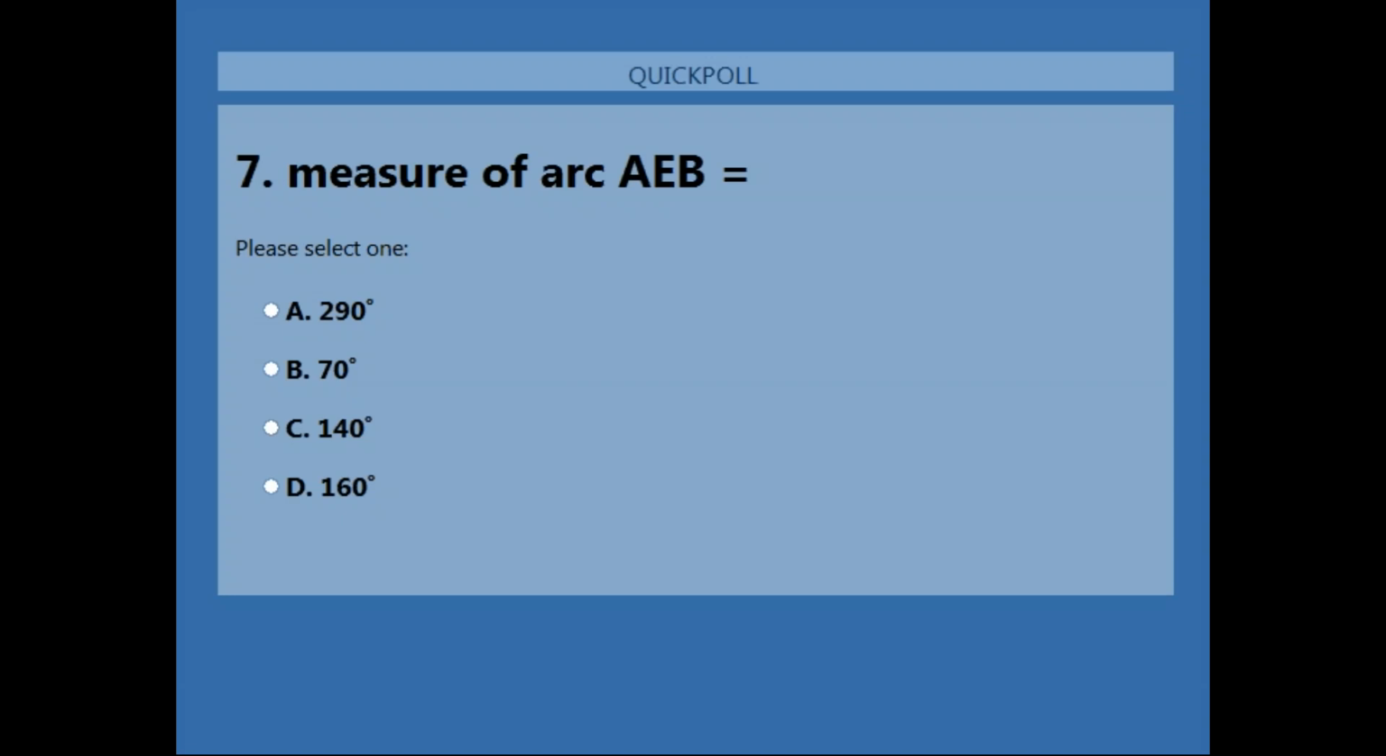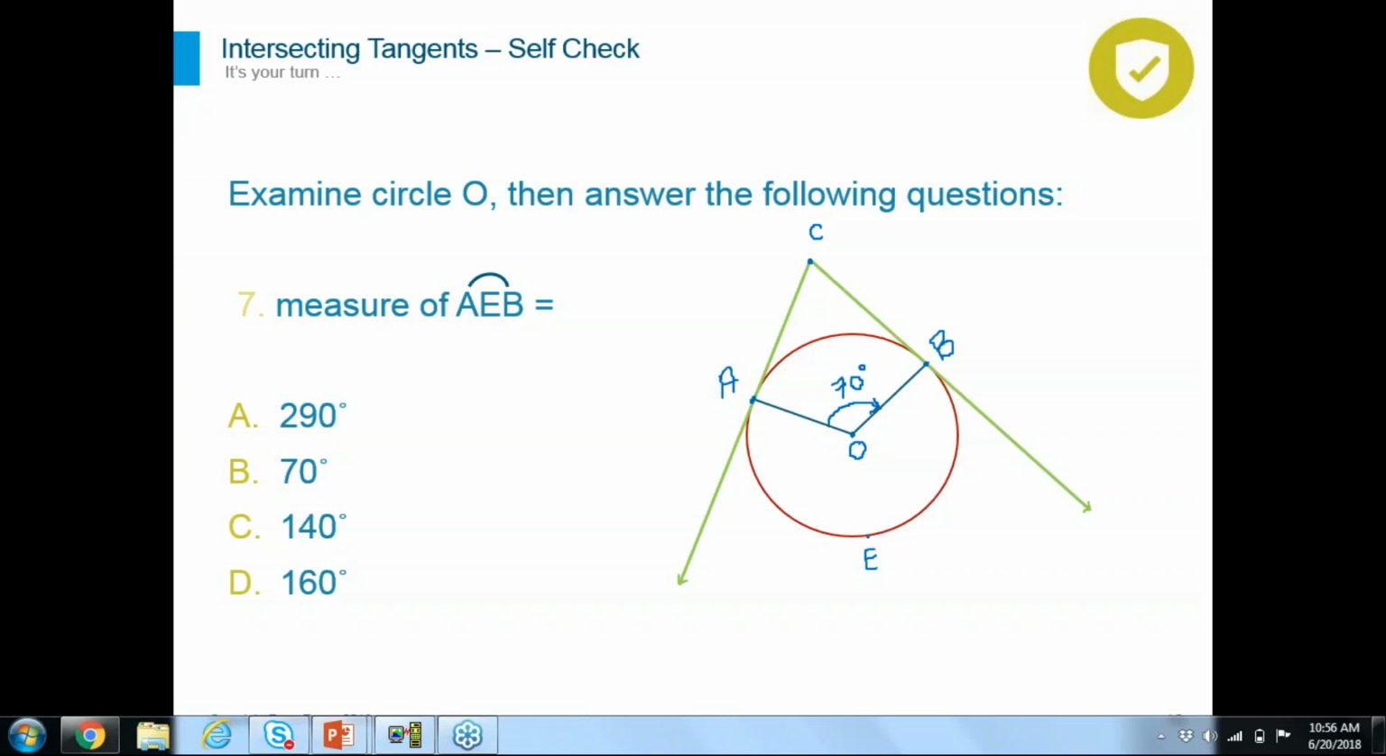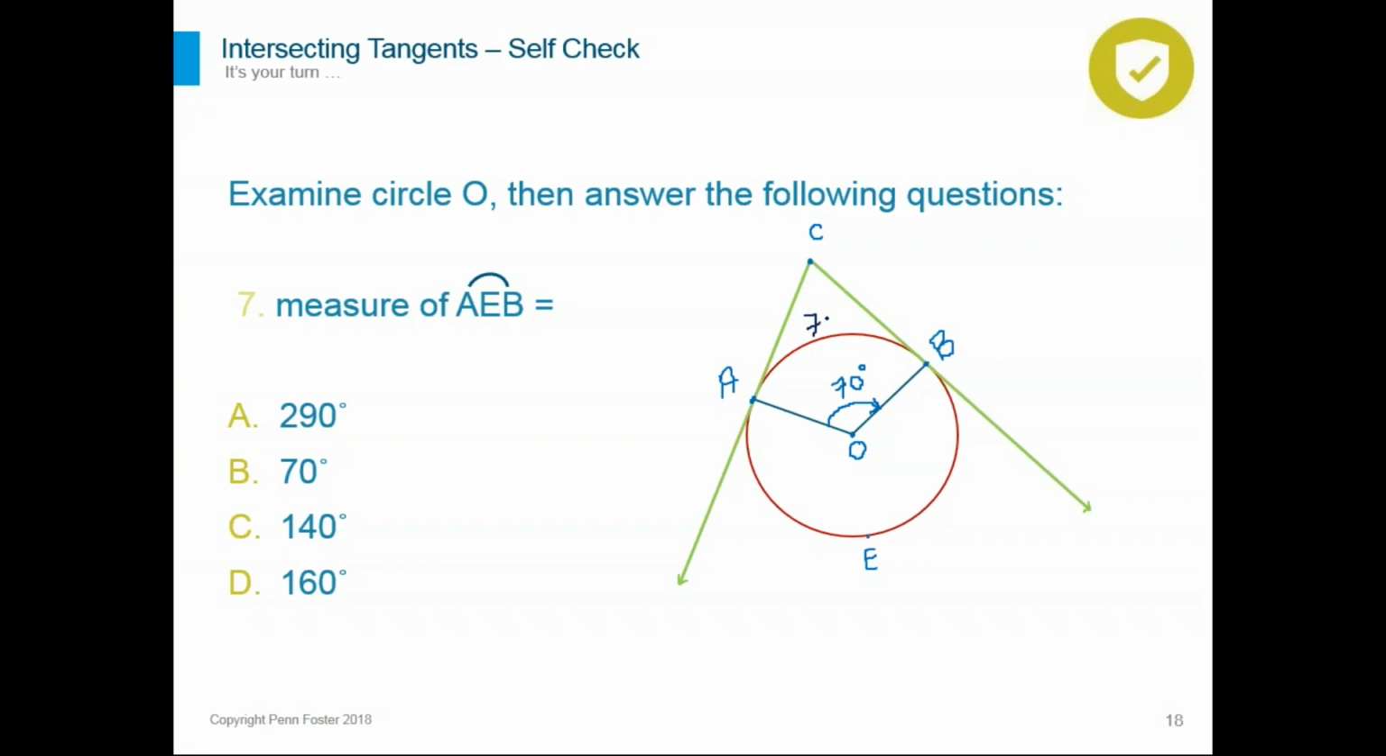Okay, let's do the question together. Again, it's asking us to find the measure AEB. Well, I know that the central angle is 70, then the measure of AB will be 70 as well. So again, a full circle is 360 minus the 70, and that will give us right away the arc measure AEB. That would be 220 degrees, and that would be answer A. That's it. Very simple.